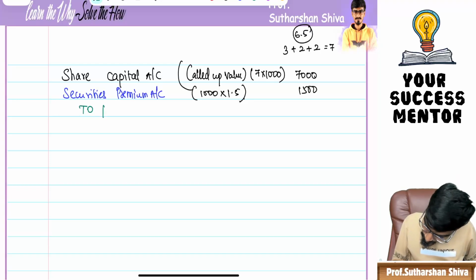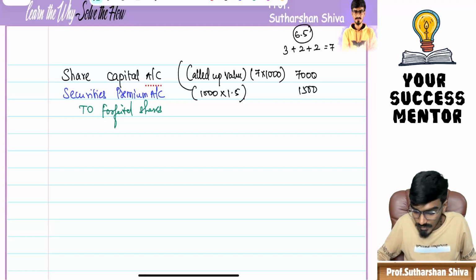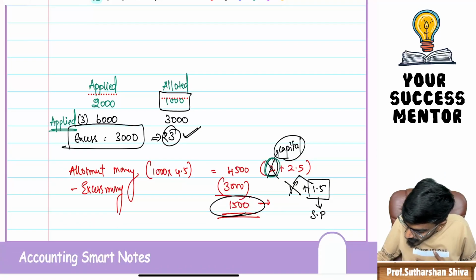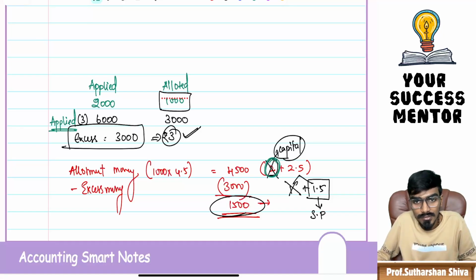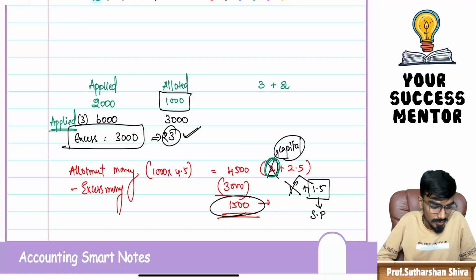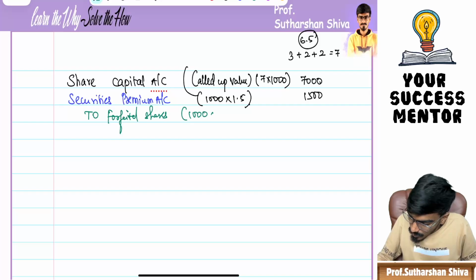How much did he pay? 6,000, sir. Listen, again I come to the picture. He paid fully 2 rupees if I adjust. Application 3 rupees he paid, and allotment 2 rupees he paid fully. Correct? So it is going to be 1000 into 5, which is going to be 5000. Now, what is the call scenario?